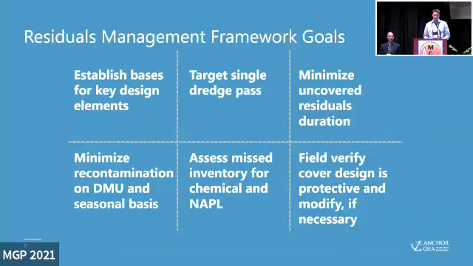At our site, we have a 4-month in-water work window. So we know that we're going to have multiple seasons of dredging. So we wanted to limit recontamination potential, both within adjacent dredge management units within the same season and also among dredging over multiple seasons. And we wanted to understand if we do have any of the missed inventory type of residuals at our site. And if we do, we want to address them. And then we also want to just field verify to make sure what we're doing is indeed protective.